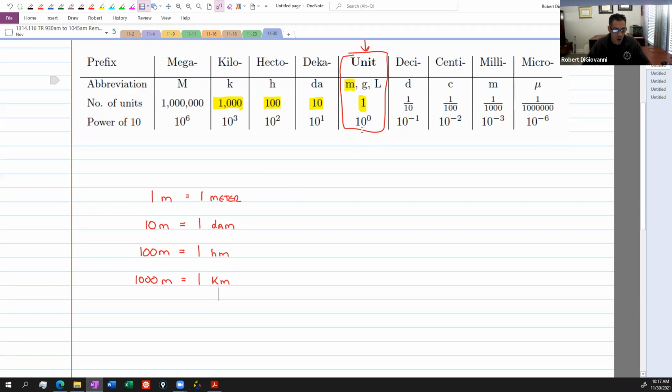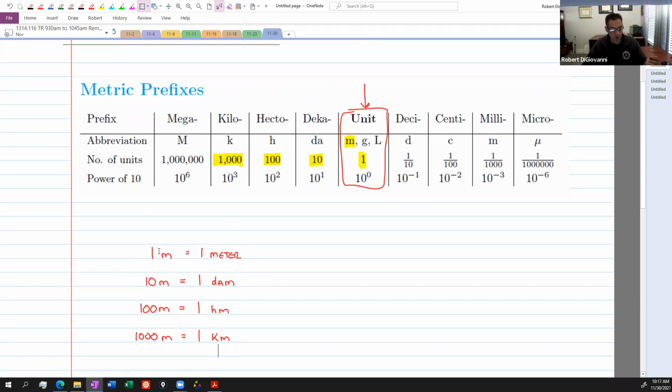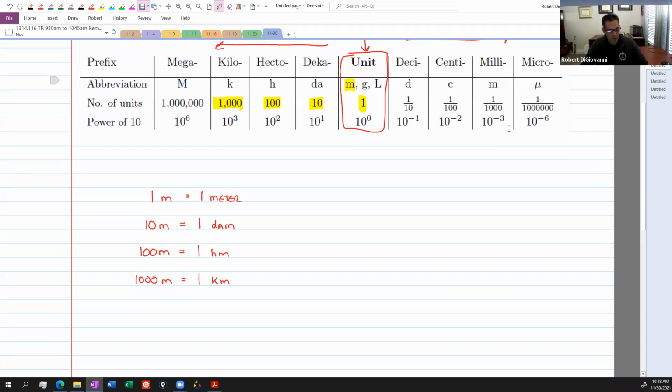Now, if you want to get smaller, instead of doing 1 meter, you want to do 1/10 of that, so cut it into smaller pieces, then you go the other direction. So these are small, and these are big. These are getting bigger, these are getting smaller. So if I take this 1 meter and I take 1/10 of it, 1/10 of a meter, we call that a decimeter, and we abbreviate it with a D in front of the M.